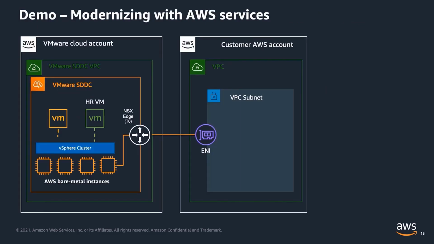For this demonstration, we're going to take a look at an HR VM that's been migrated into an SDDC. Then we're going to look at how to migrate that into an AWS RDS for the database piece, as this is a monolithic application where both the website and the database are on one server.